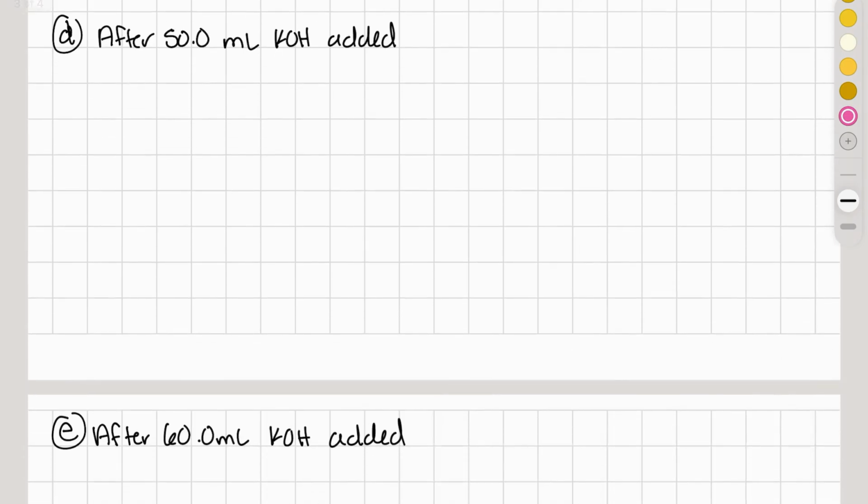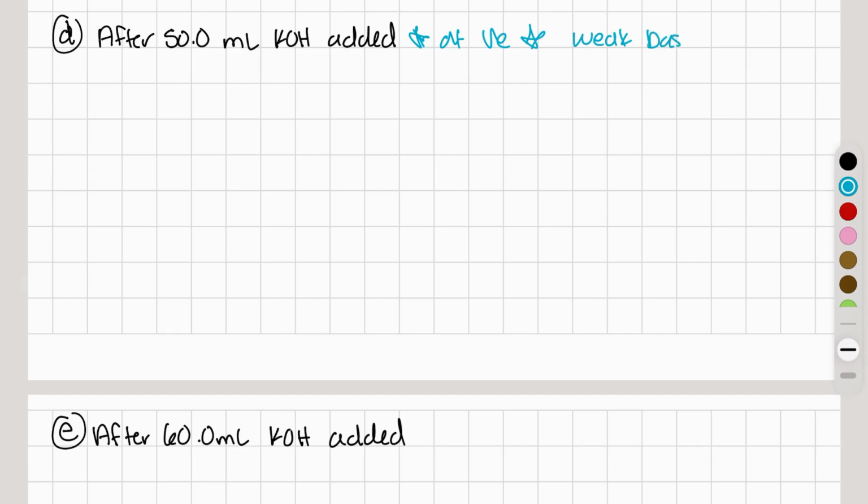But for the next one, we are at VE, so 50 milliliters of KOH have been added. So at this point, we now have a weak base in our solution. So remember we originally had that HClO in solution, and now we've added 50 milliliters of KOH. So the HClO solution has turned into a weak base. And so, if you remember from previous units, when we have a weak base and we want to find the pH of it, we're going to do that with Kb. So let's see, we're going to say at VE, we have a weak base.